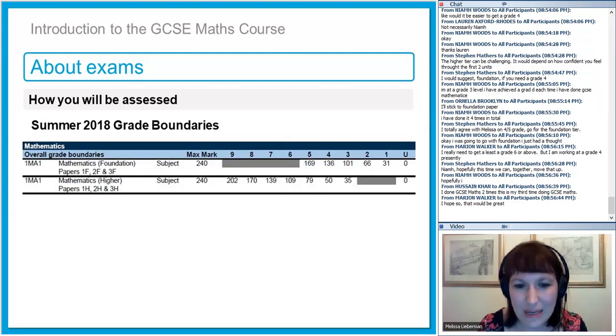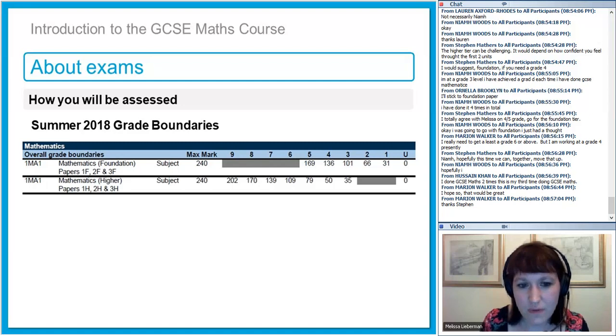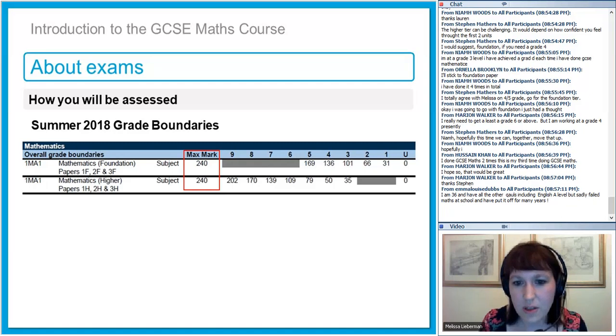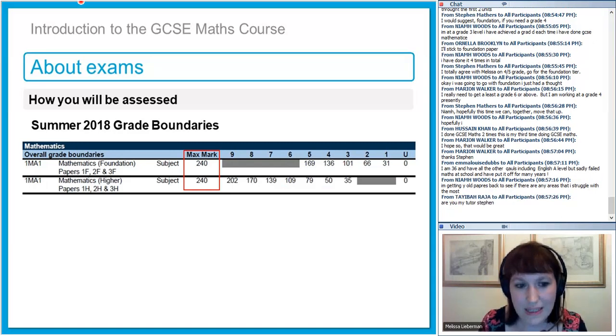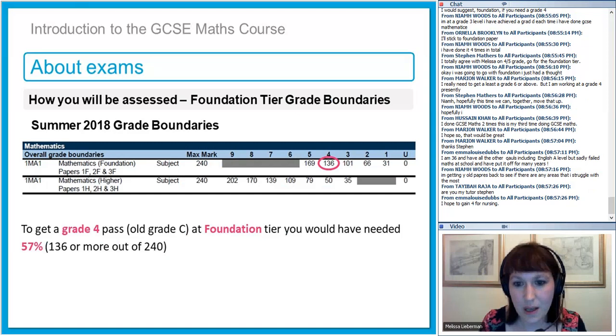Now, to give you an idea of the grade boundaries, this is another thing that people ask me about. Unfortunately, they change every session, but to give you an idea, these are the grade boundaries for the summer 2018 exams, which have just happened. So what this means is the maximum mark for the 3 papers is 240. And these numbers that you can see here are the grade boundaries for each of the grade levels. So U means unclassified, grade 1, grade 2, grade 3, grade 4, grade 5, and so on. So if you had done the exams in 2018, you would have needed 136 out of 240 to get a grade 4.